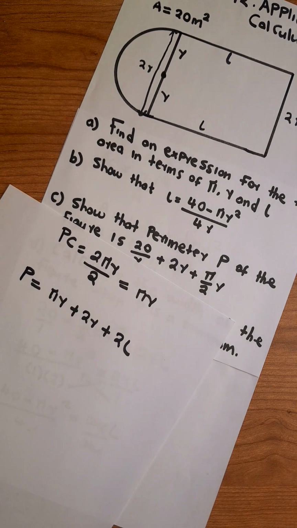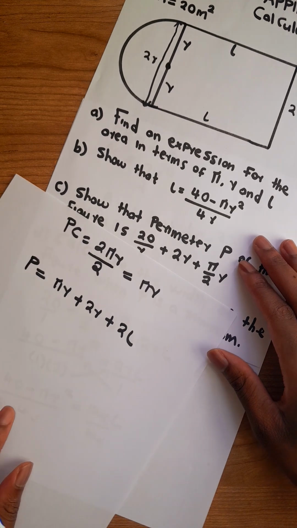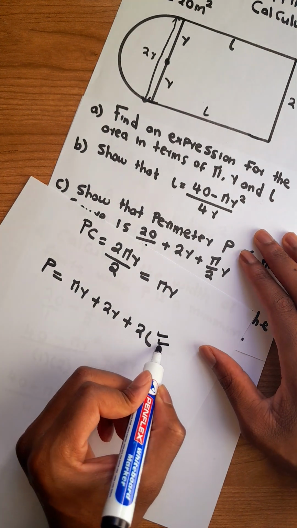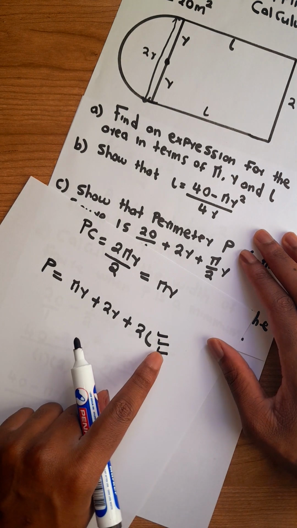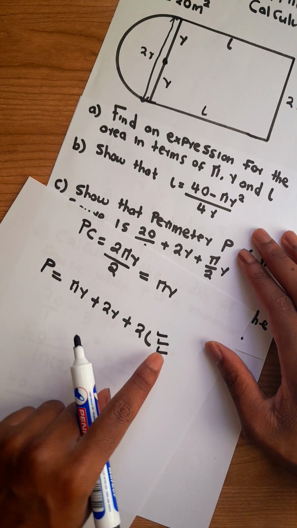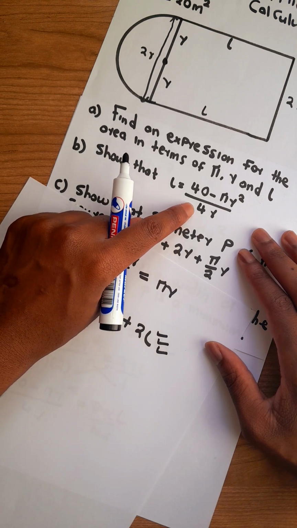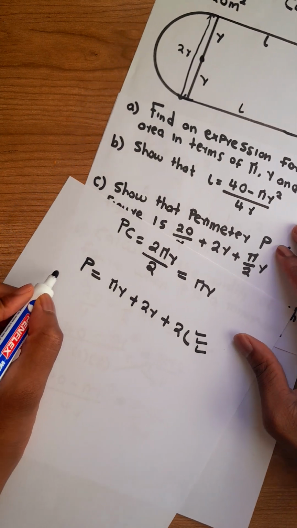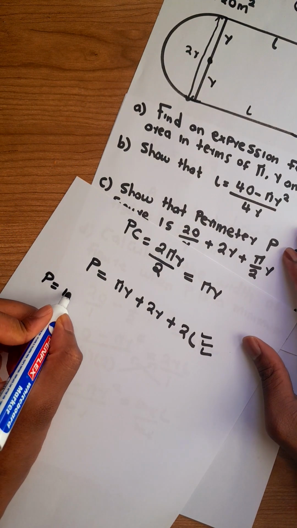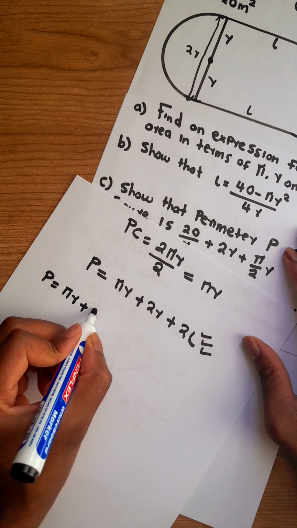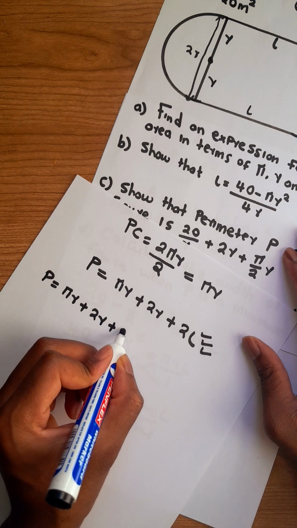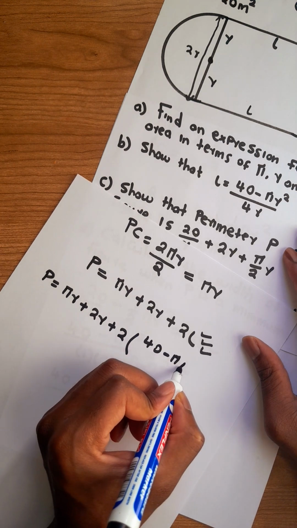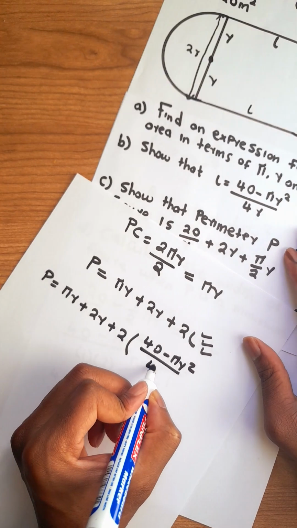Now, you want to be extremely smart about the next move that you're going to pull here. You realize you're actually having your L. Can you see this L? You have an equation for L. So where there is L, you're going to substitute this. My perimeter is going to be pi r plus 2r plus 2 times L, and the value of L is 40 minus pi r squared divided by 4r.